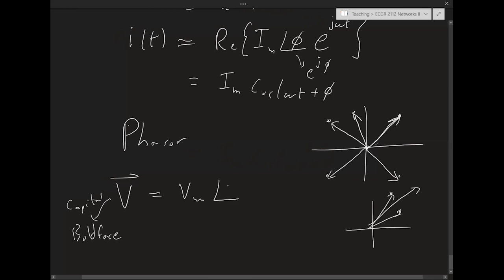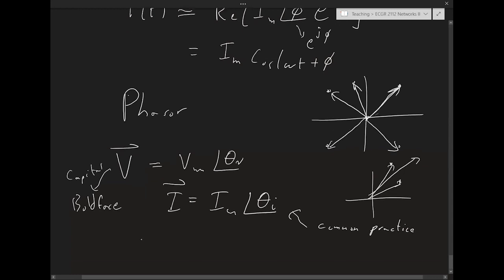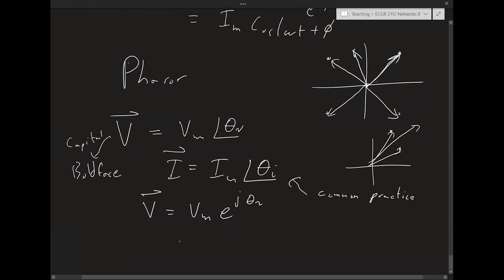V is just Vm, some phase, theta V, and I is just some magnitude and some phase, let's say theta I, the phase of the current. So this is common practice. It's okay to represent phasors this way, and I will sometimes represent them this way. It's the same thing. Remember when we talked about different representations of complex numbers? That's all this is. A different representation of complex numbers. This is polar. This is exponential. That's the most important fact: a phasor is a complex number.